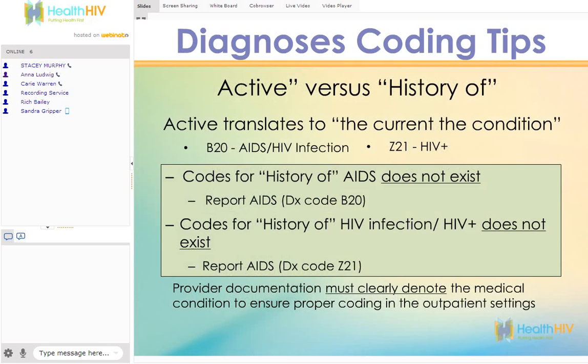We spoke about active versus history of. So again, in a nutshell, make sure that your doctors are documenting properly in the record. History of and active don't exist in terms of the codes. So you should get your doctors to properly document so that everyone is on the same page in terms of what to code and how to code.